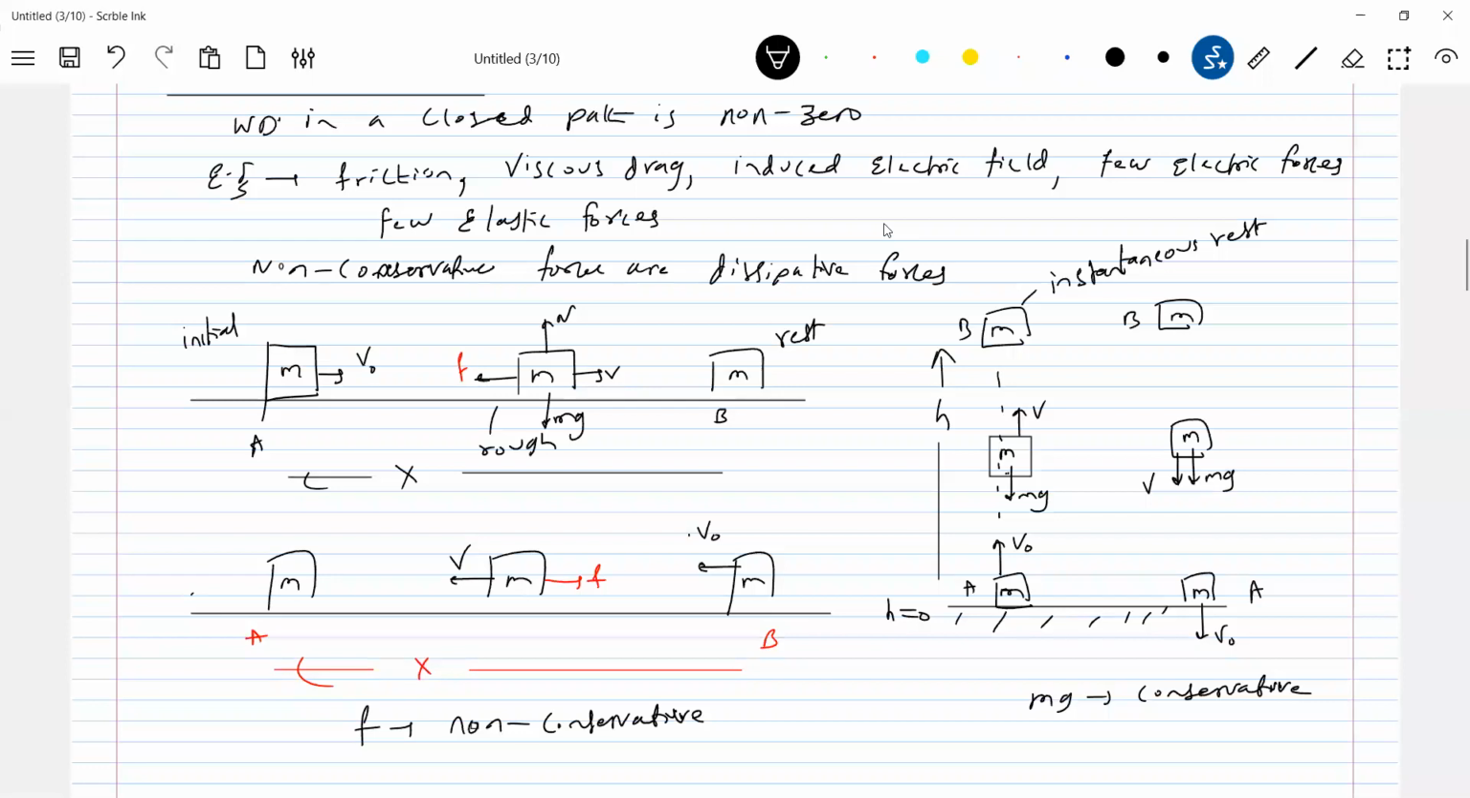It's dissipative. That doesn't mean that non-conservative forces will always do negative work. Need not. But work done by a non-conservative force in a closed path will be non-zero. It can be negative or positive. I gave an example where it is negative.